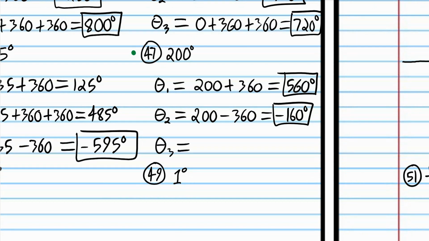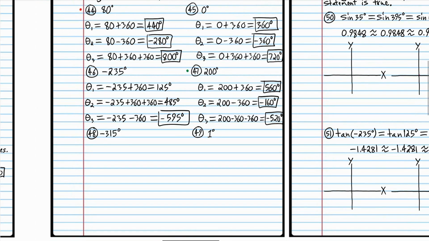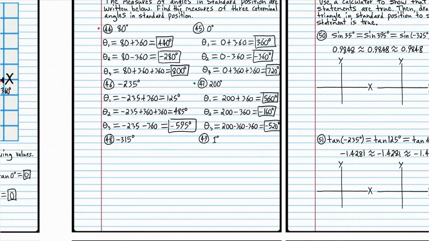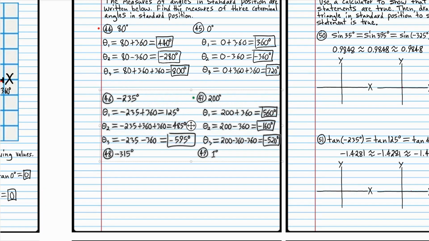And another coterminal angle is an angle if we subtract 360 twice. You could add it twice, but you can also subtract it twice. 200 minus 360 and then minus 360 again is negative 520. So those are some possible answers that you could have gotten. Okay, try number 48, and when you come back, we'll do it together.